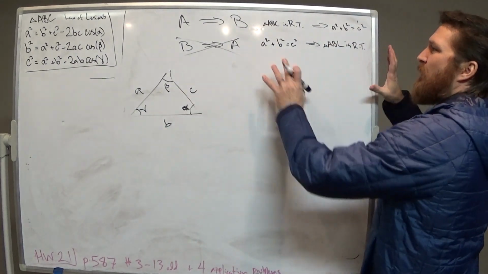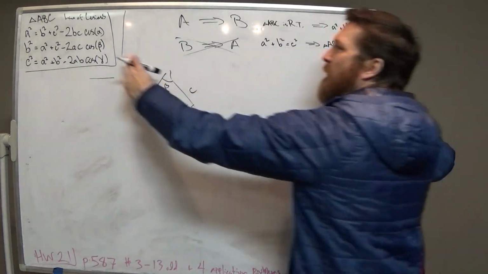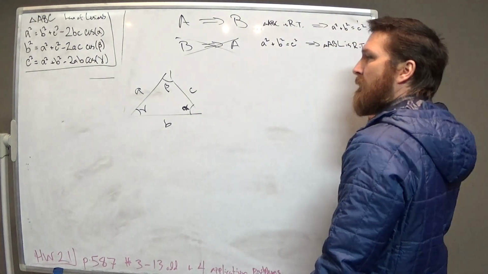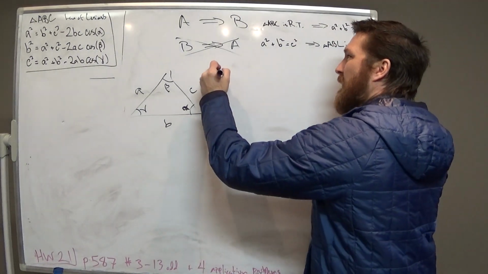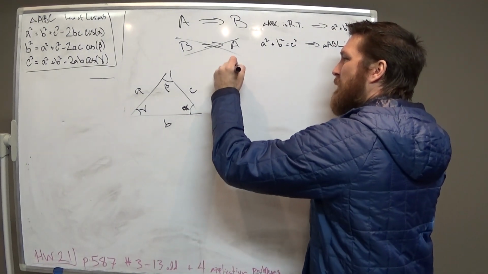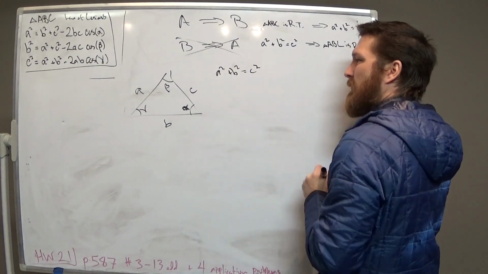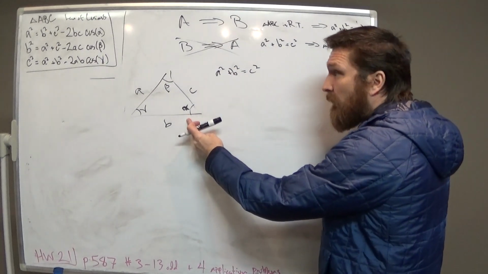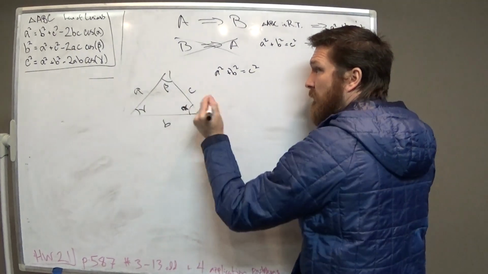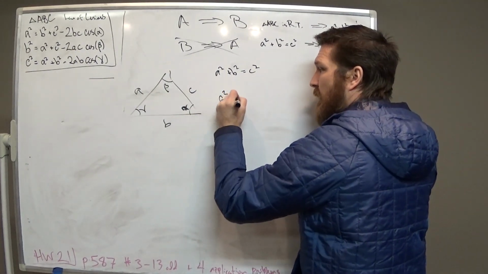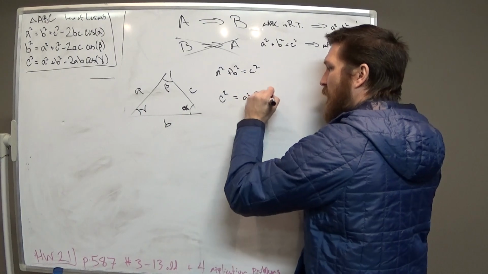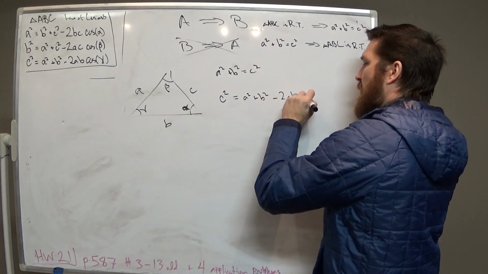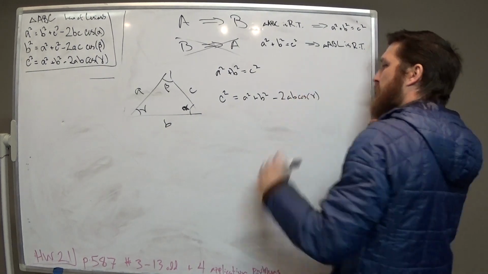Both of these assume that you have some triangle ABC floating around. And now we're supposing that A squared plus B squared is equal to C squared. Okay, so that's our setup. Well now, since this is some triangle, the law of cosines holds, so it must be the case that C squared equals A squared plus B squared minus 2AB cosine gamma.